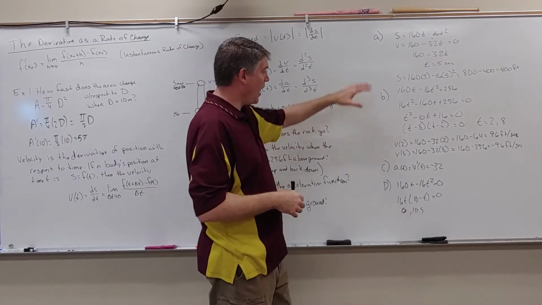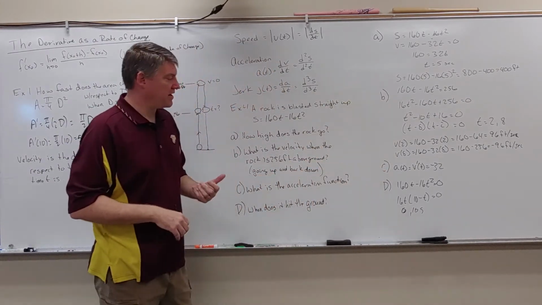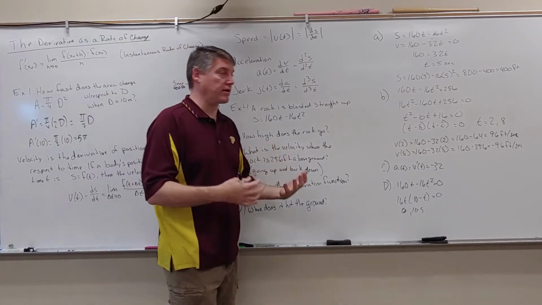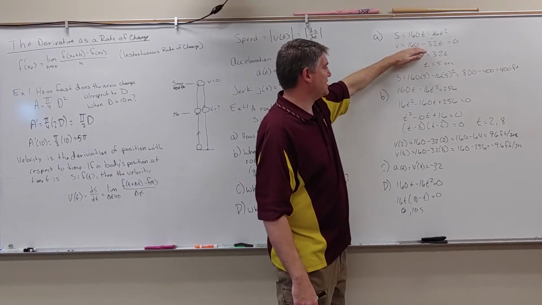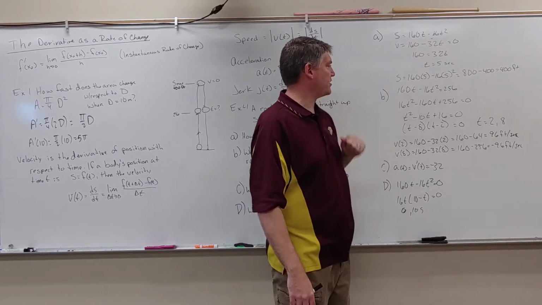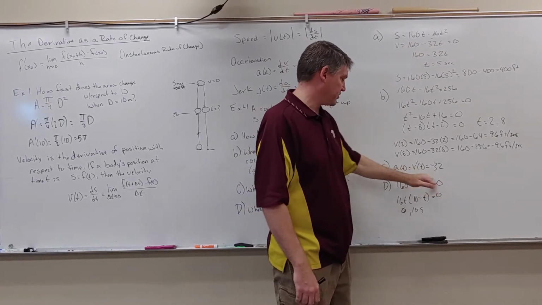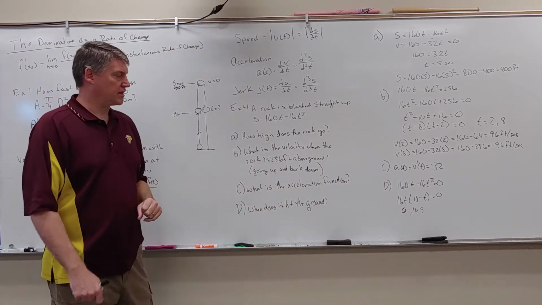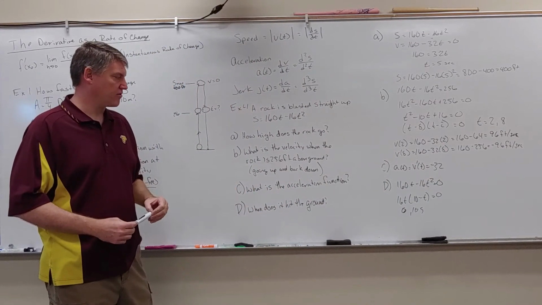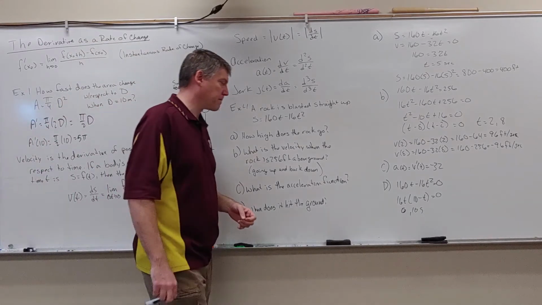Okay, C says our acceleration. So what we're going to do is take the derivative of our velocity function here. Well, the derivative of 160 is 0. The derivative of negative 32t is negative 32. There's our acceleration function. Okay, so our acceleration function is negative 32 feet per second squared.